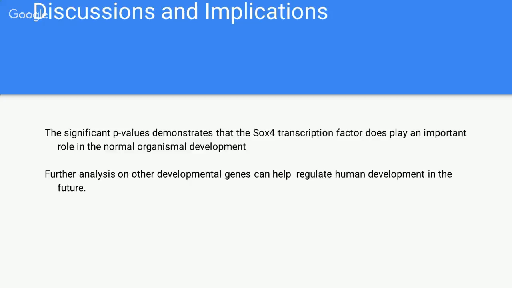So the significance of the p-values demonstrates that the SOX4 transcription factor does play an important role in the normal organismal development. Further analysis on other developmental genes along with SOX4 will, I think, eventually help regulate human development in the future.